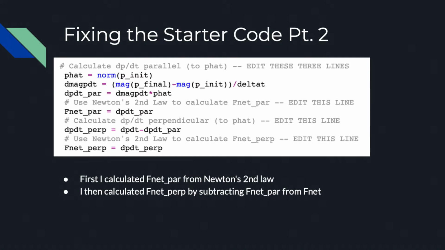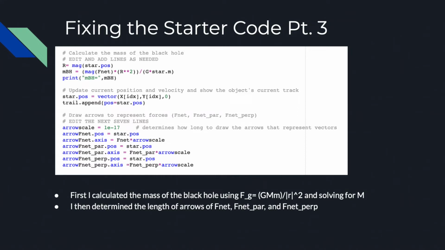Fixing the starter code part 2. First, I calculated Fnet parallel from Newton's second law. I then calculated Fnet perpendicular by subtracting Fnet parallel from Fnet. Fixing the starter code part 3. First, I calculated the mass of the black hole using the universal law of gravitation and solving for big M. I then determined the length of the arrows of Fnet, Fnet parallel, and Fnet perpendicular.